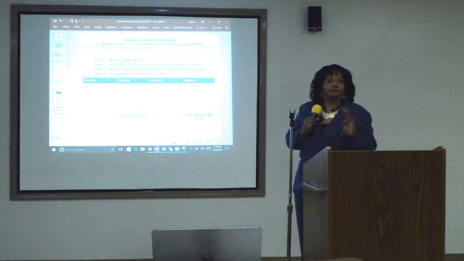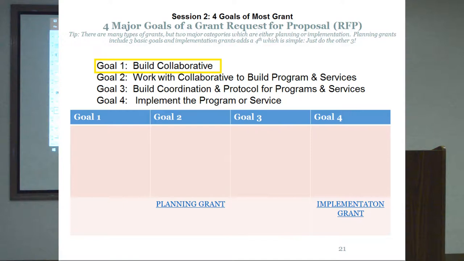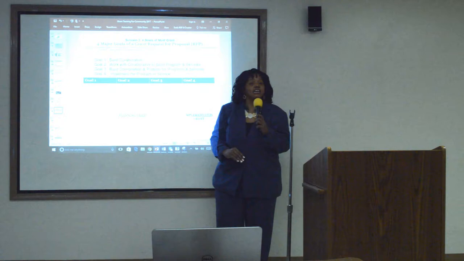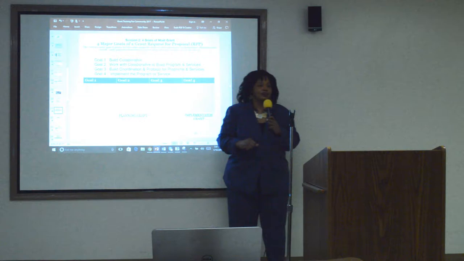Number one is build your collaborative. Number two is work with the collaborative to build the programs and services. Number three is build the coordination and protocol for programs and services. And number four is to implement the program and services. If you do one, two, and three, you have written a planning grant. If you do one through four, you have written an implementation grant.